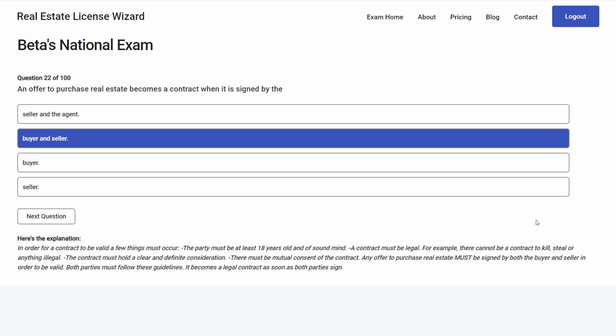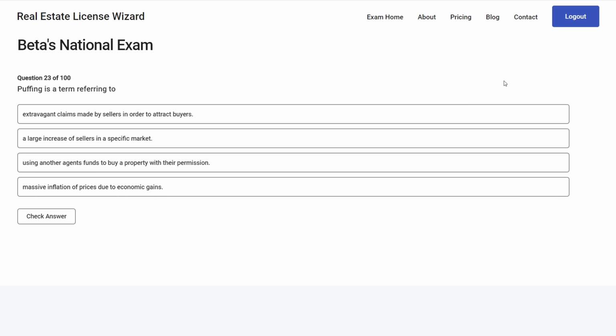So, key takeaway here, you can't just sign something yourself or have one of your clients sign something and then be like, oh, well, we signed it. It's legally valid. No, you need both parties to sign the contract. So that's pretty much it for that one.